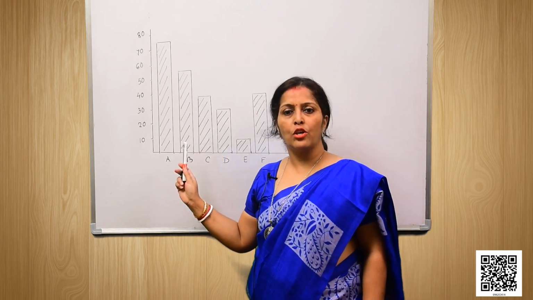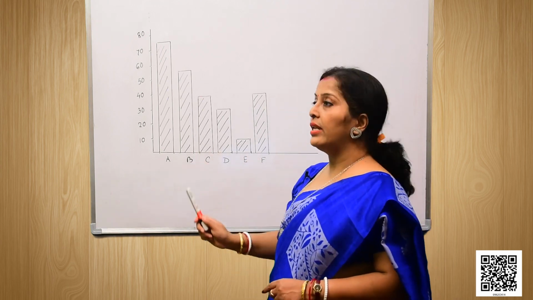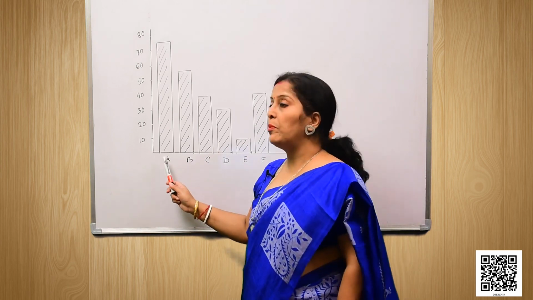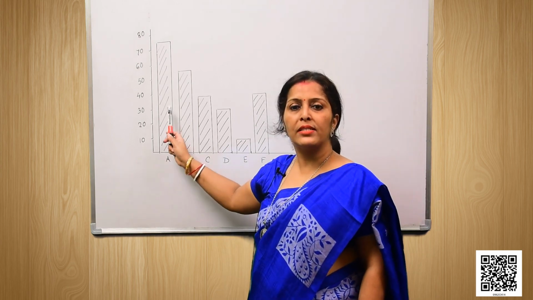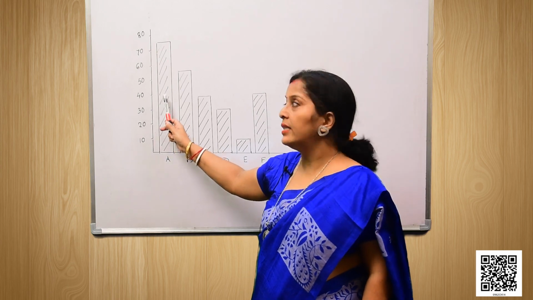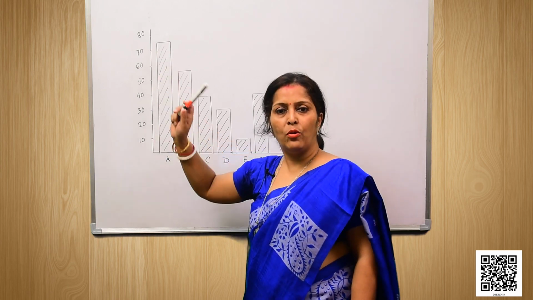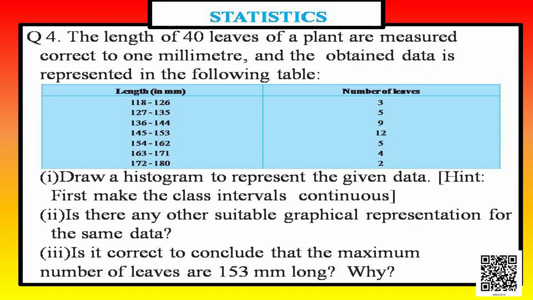Now the question asks, which political party won the maximum number of seats? From the figure we can easily find out that political party A has won the maximum number of seats, that is 75. Okay, is that clear to you? Okay students, now we come to question number 4 of exercise 14.3.